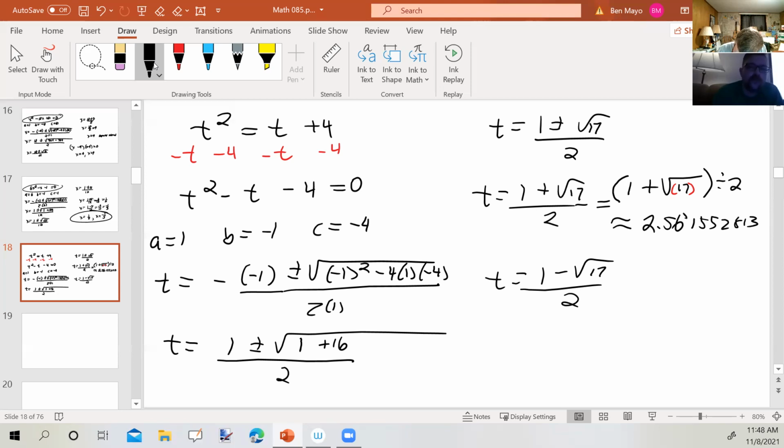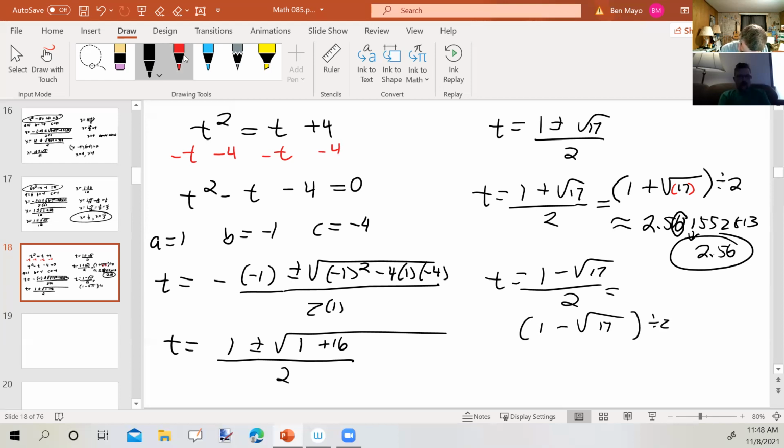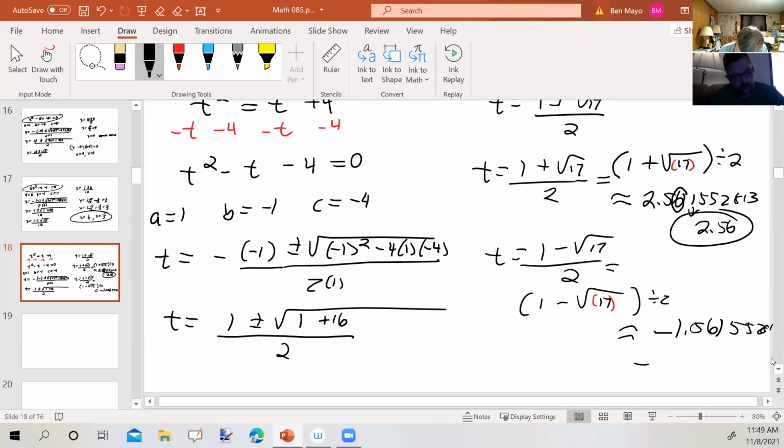Rounding to the nearest hundredth, that would be the second decimal place to the right. The 1 would round down, so I'm going to get 2.56 as my first answer. Now, the second one, 1 minus the square root of 17 divided by 2, we get negative 1.5615528813. So that's going to be negative 1.56.